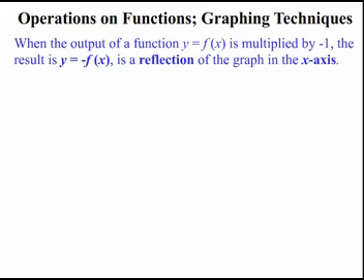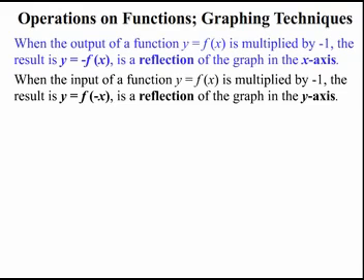When the output of a function y equals f of x is multiplied by negative 1, the result, y equals negative f of x, is a reflection of the graph in the x-axis. When the input of a function y equals f of x is multiplied by negative 1, the result, y equals f of negative x, is a reflection of the graph in the y-axis.